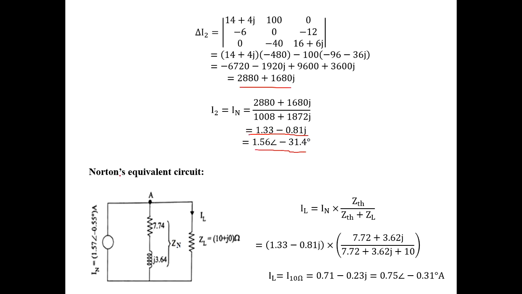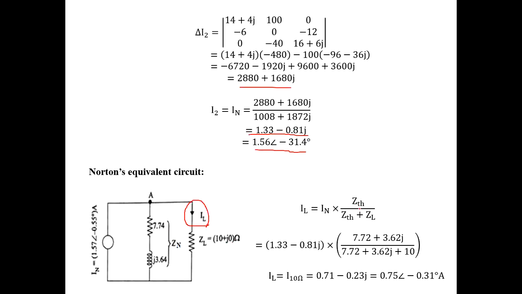Next, we have to draw the Norton's equivalent circuit. We know that this Norton current is parallel with the Norton impedance, and then this is the load impedance value. Our main aim is to calculate the load current. If we know the total current, we can calculate the load current using the current division rule. IL equals total current times the opposite impedance.